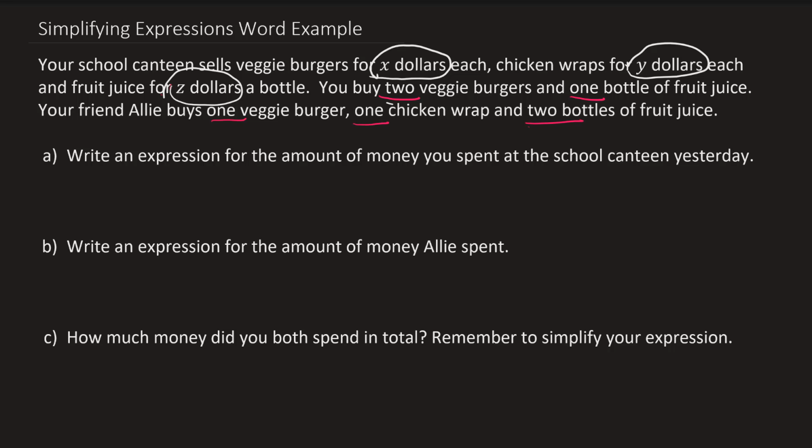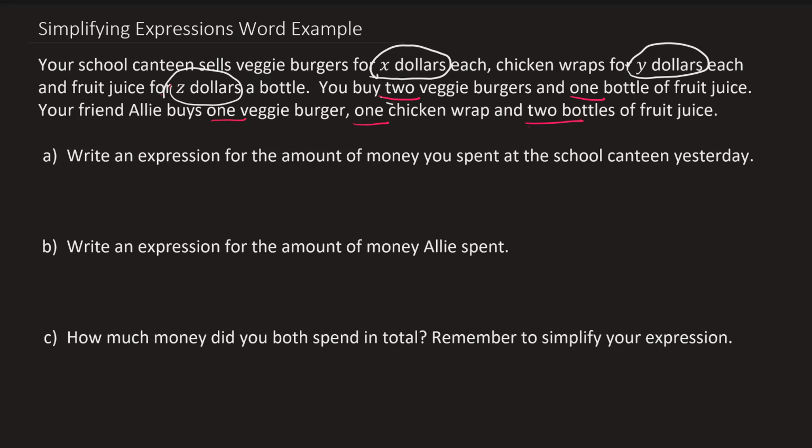Part A says, write an expression for the amount of money you spent at the school canteen yesterday. Part B says, write an expression for the amount of money Ali spent. And Part C says, how much money did you both spend in total? So in Part A, you're looking at the amount of money you spent.